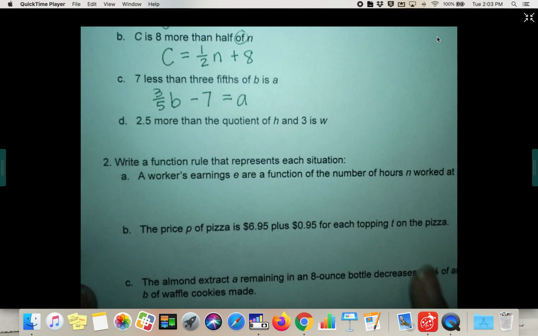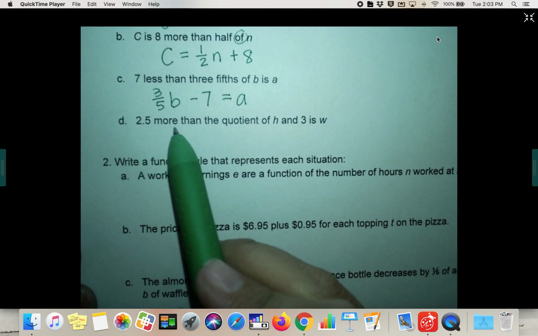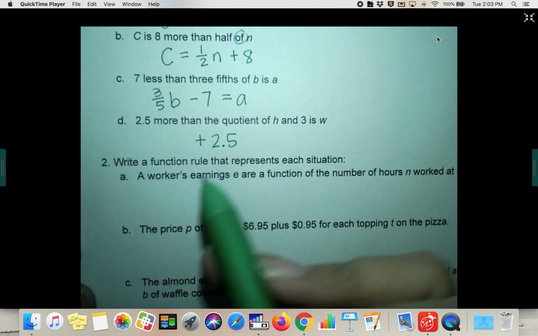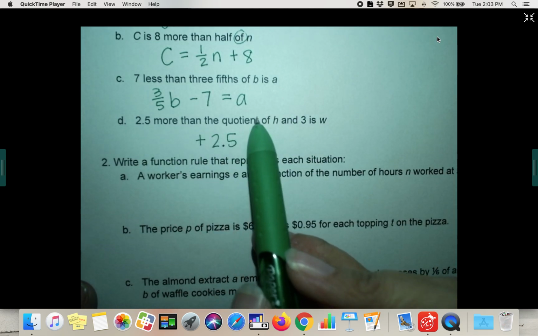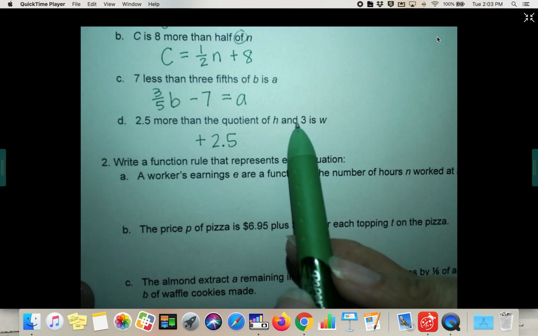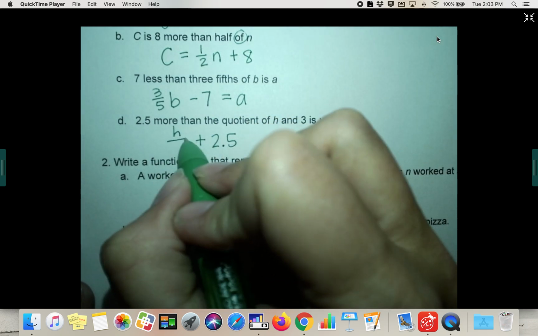All right, and then the last one of these, 2.5 more. So I don't know what it's more than, so I'm going to start with just plus 2.5. It's more than the quotient, which means divide. What are we dividing? H and 3. So we're dividing H and 3.